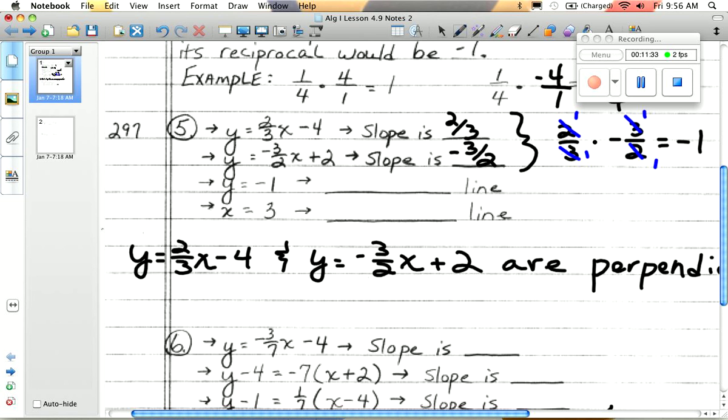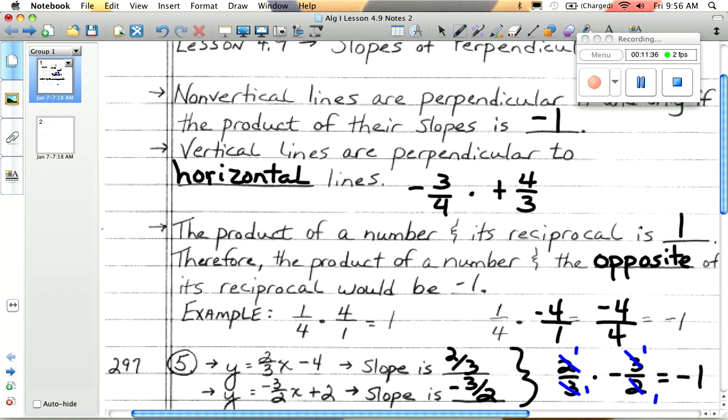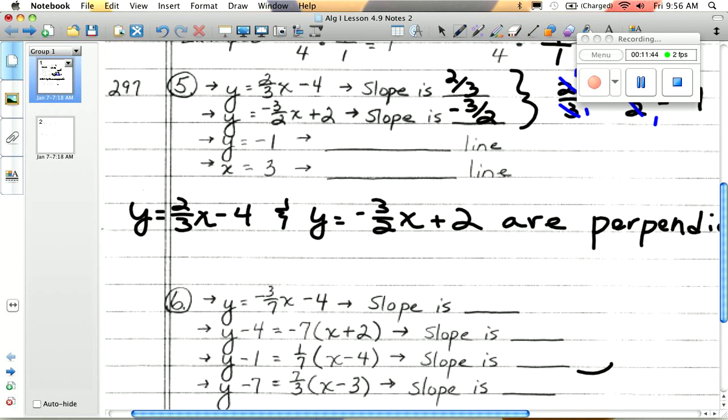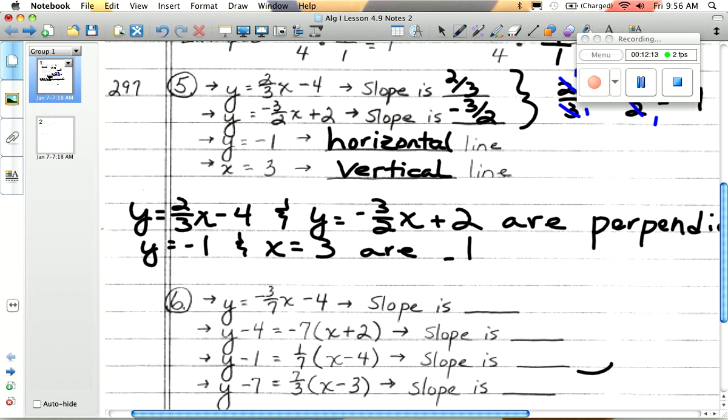No. And so remember, we set up at the top of our notes, what if we have vertical lines and horizontal lines? We can just say they're automatically perpendicular to each other. So y equals -1 is a horizontal line, and x equals 3 is a vertical line. Well, that means they have to be perpendicular to each other, right? So we're going to say y equals -1 and x equals 3 are perpendicular.